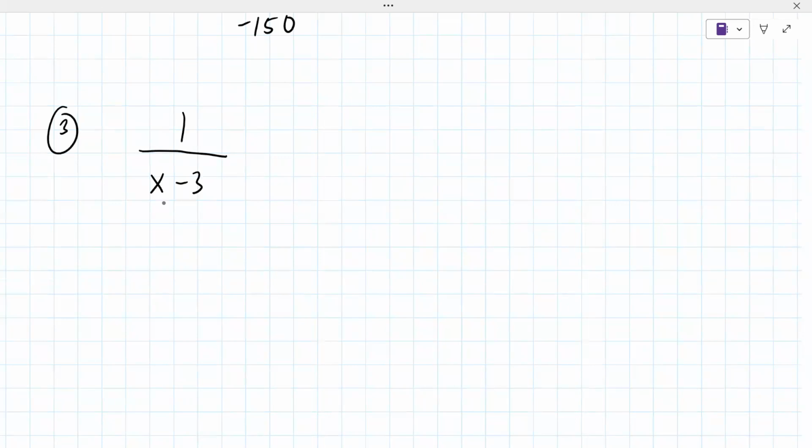It's 1 over x minus 3 plus 1 over x plus 3. Okay, yeah, I got it. I think that looks right. All right. So it says to solve for x, show all steps.